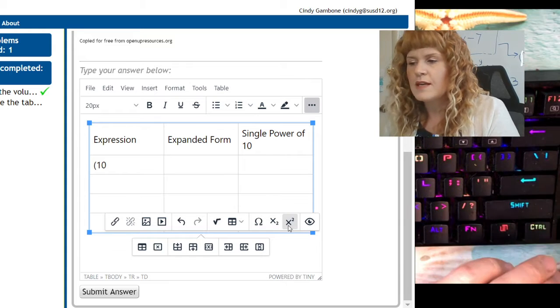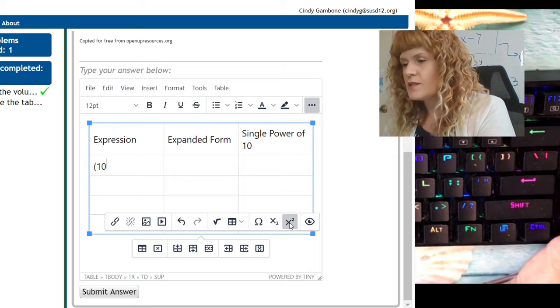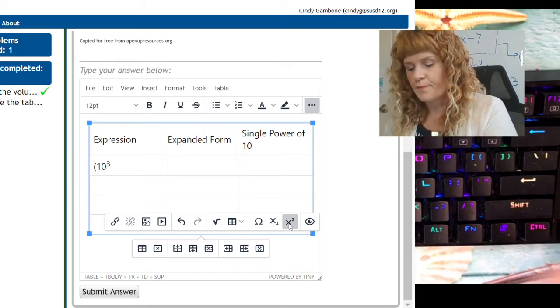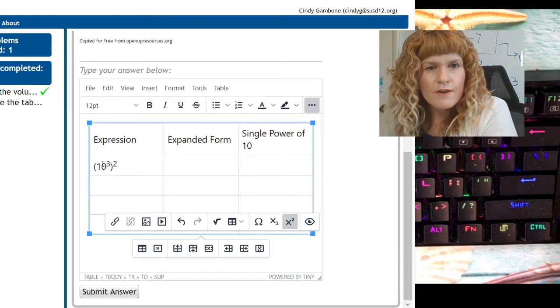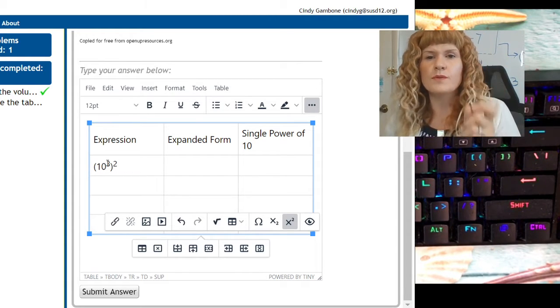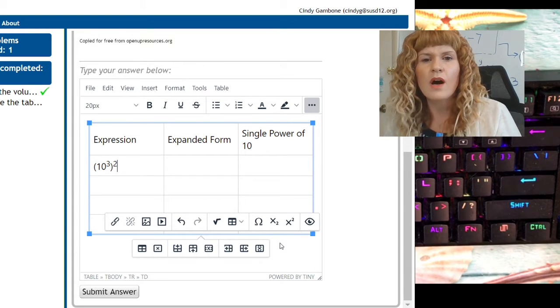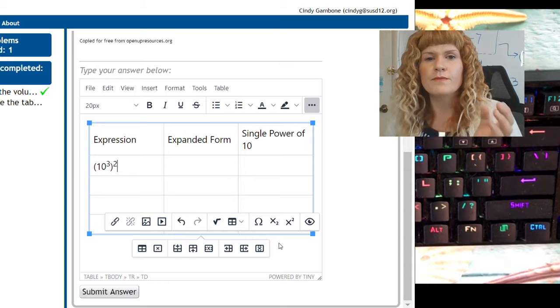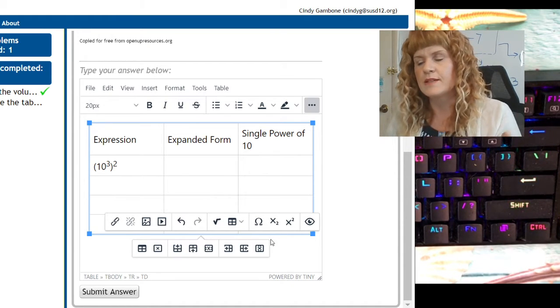Go to the x squared button. Click that to get superscript. Do you see how the font goes up small up in the top corner? That's called superscript. So when you click this x squared button, it turns on and off superscript font, and that's going to help you type your entries in neatly in the table.